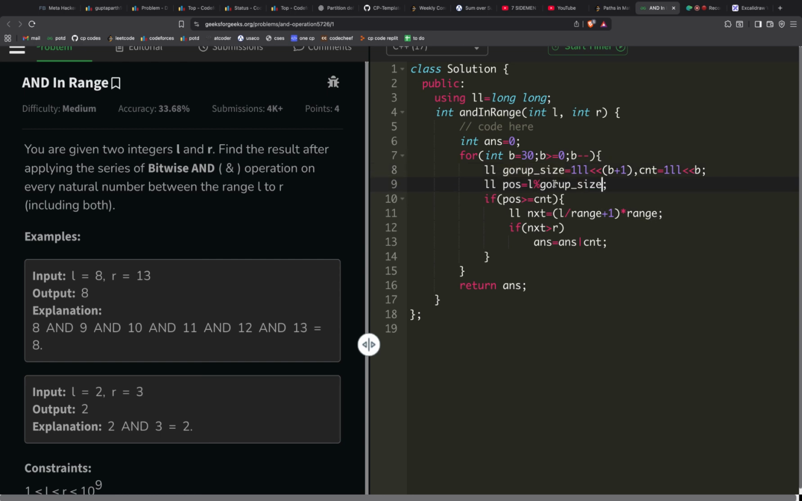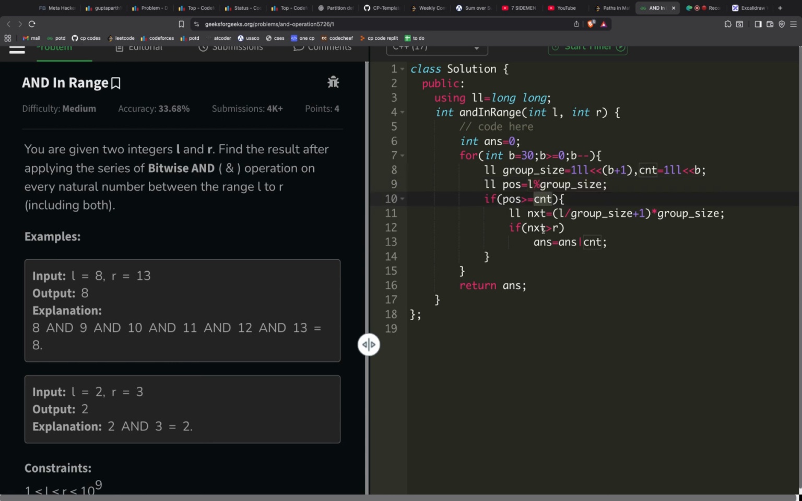So this is group size. Where were we? L mod group size. Okay, I have misspelled group here. My bad, group size. And this is count. Count is basically 2 raised to b. So the first check we are doing is whether this position is greater than or equal to count. Position here is L mod group size. If the position of L is greater than or equal to count, that means at L this bit is set.